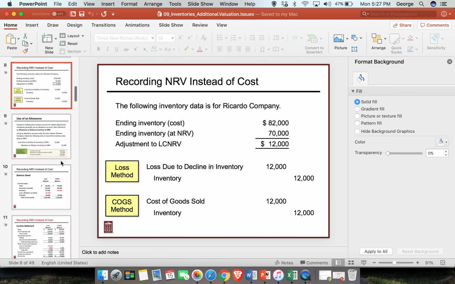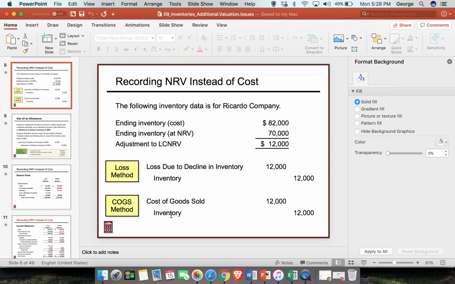All right, so here is another example of recording net realizable value instead of cost. The following data is for Ricardo. Your ending inventory cost is 84,000. At NRV, it's 70,000. So the adjustment, lower of cost or NRV, is an adjustment down by 12,000. We can make a journal entry, loss due to decline in inventory, and debit inventory, or we can debit cost of goods sold for 12,000 and credit inventory.